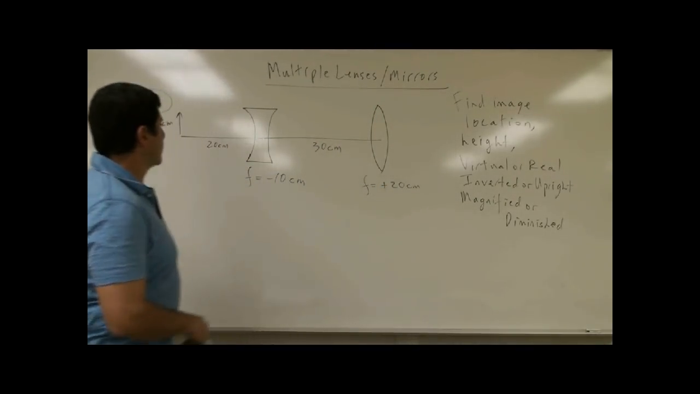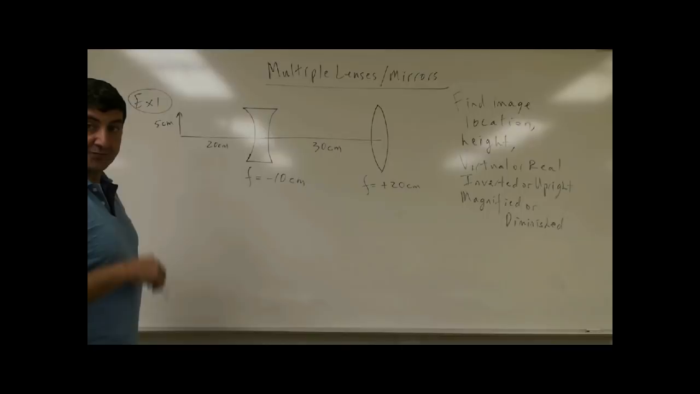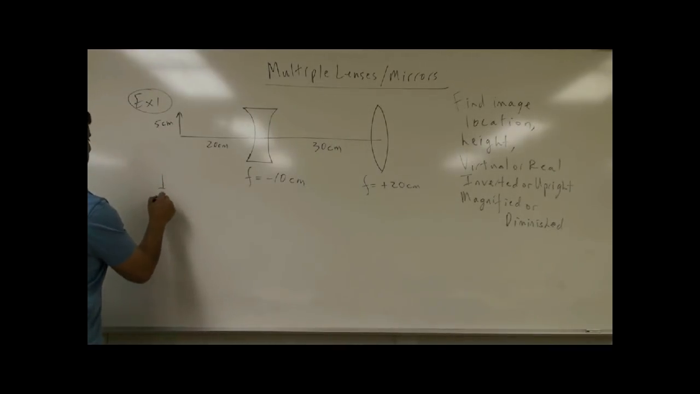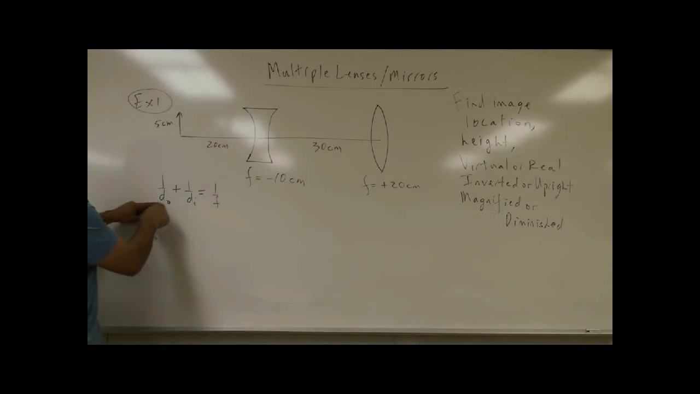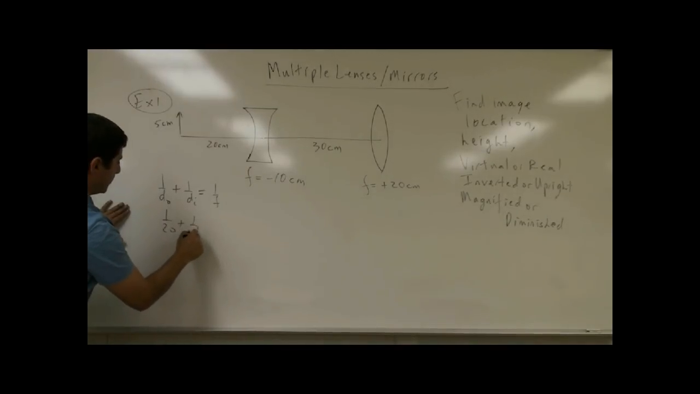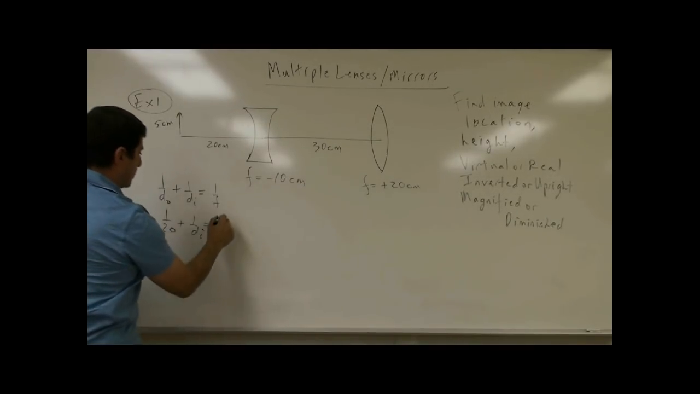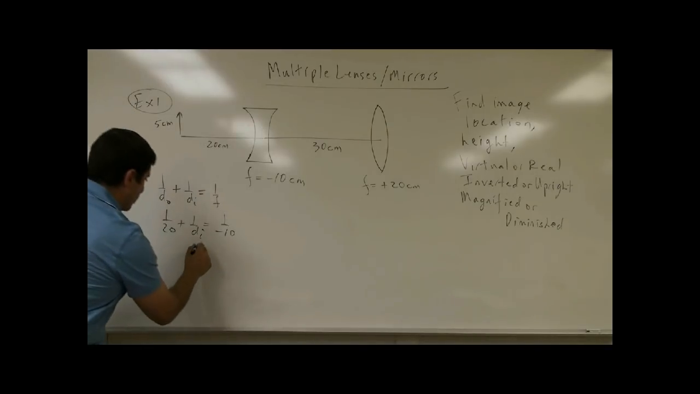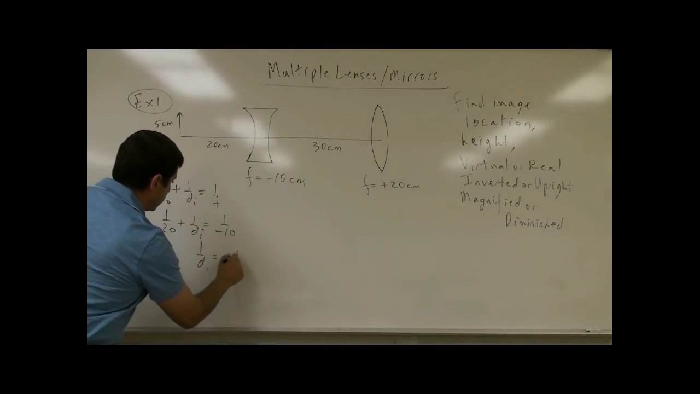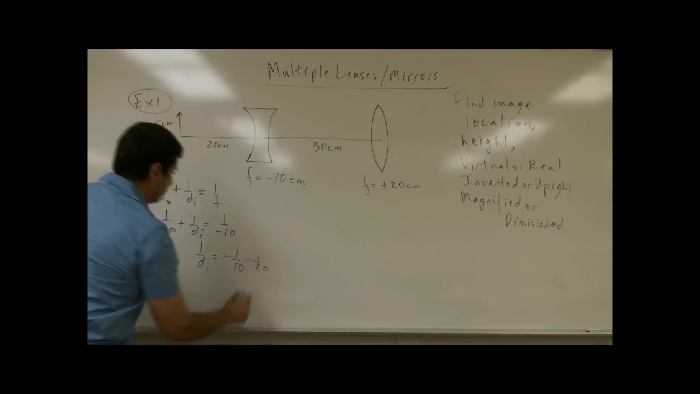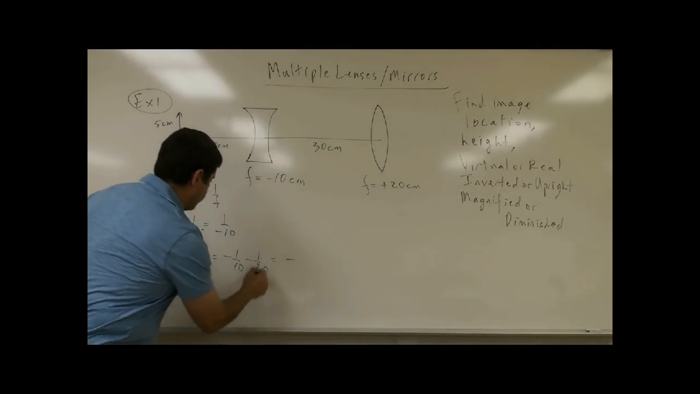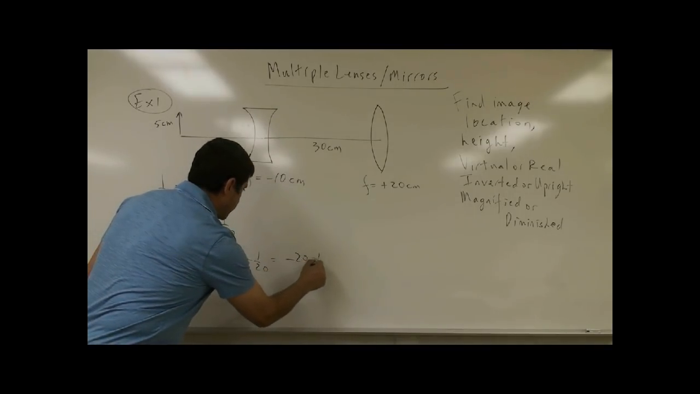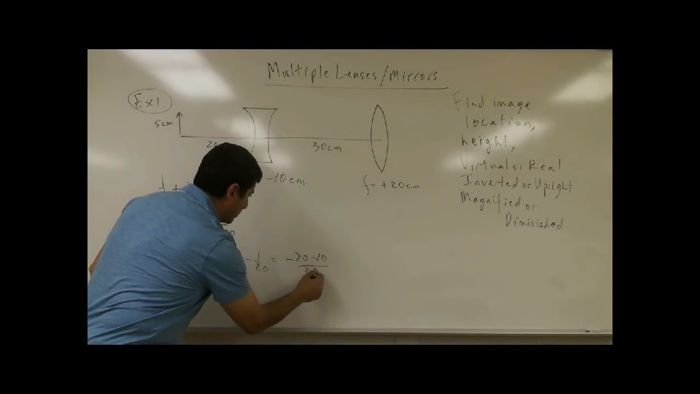Okay, so let's apply the lensmaker's equation: 1/do plus 1/di is equal to 1/f. The object distance is given as 20. The image distance we don't know. The focal length is -10. So 1/di is equal to -1/10 minus 1/20. This one goes over there, and then this becomes (-20 minus 10) over 200.